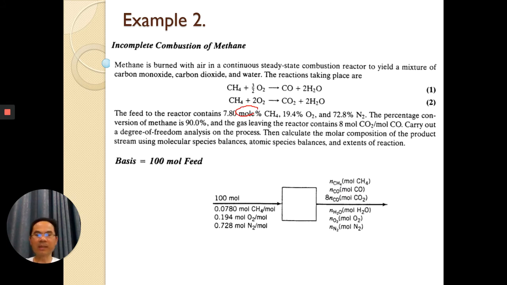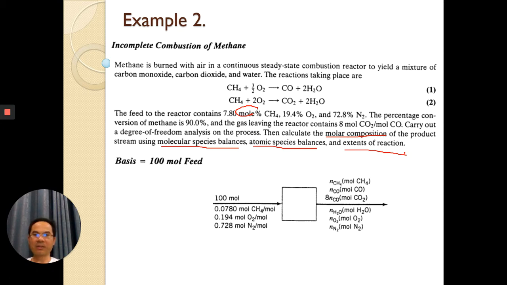The question is, please carry out the degree of freedom analysis on the process and then calculate the molar composition of the product: methane, carbon dioxide, carbon monoxide, water, oxygen, and nitrogen. What is the composition in the product stream? Using molecular species balance, atomic species balance, and extent of reaction. For this example, we will show you three techniques based on molecular species balance, atomic species balance, and extent of reaction.